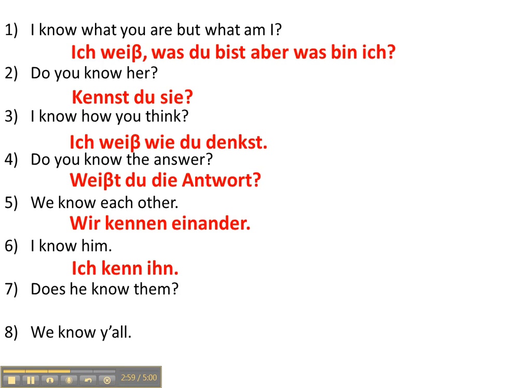I know him. Ich kenne ihn. A lot of times this mistake on my part will illustrate a point. Ich kenne ihn is how this would officially look, but in German, at least in spoken German, you can leave off that e and just say ich kenn ihn, which means I know him as well. But if I was writing this and wanted to be correct, then I would add that e. Does he know them? Kennt er sie? We know y'all. Wir kennen euch.